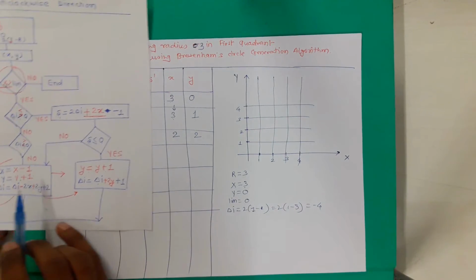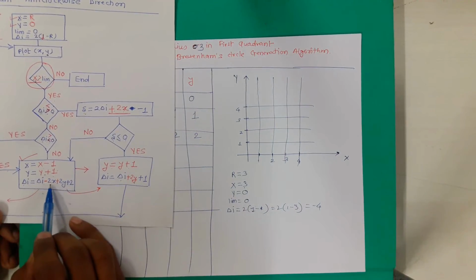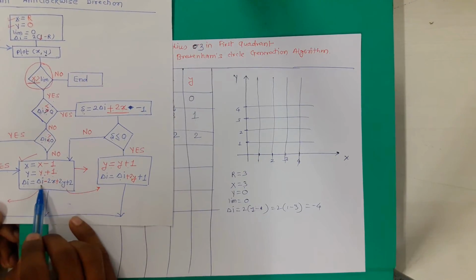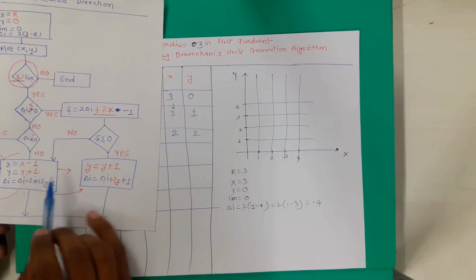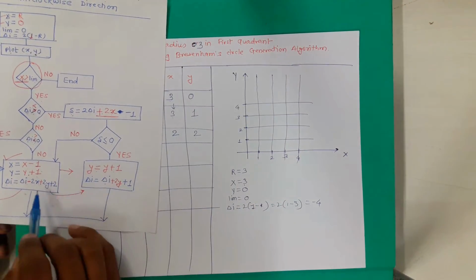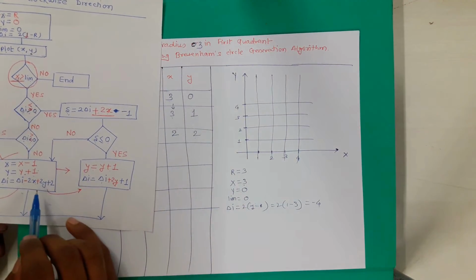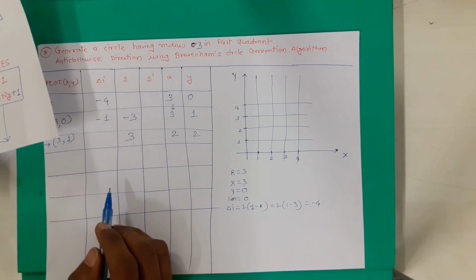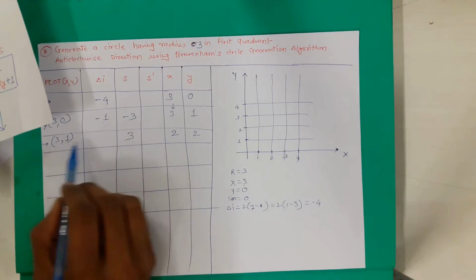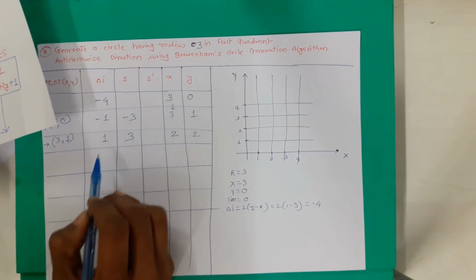The value of delta I is delta I minus 2x plus 2y plus 2. The value of delta I is minus 1. X is 2, Y is 2. Calculate this delta I, you will get plus 1. So our current row is this, write down here.